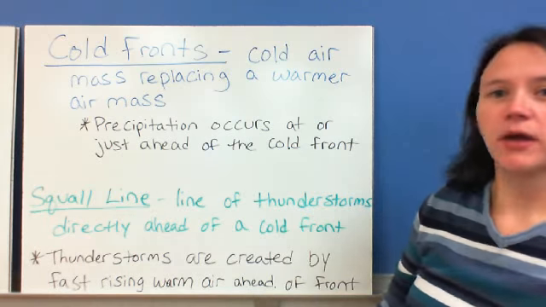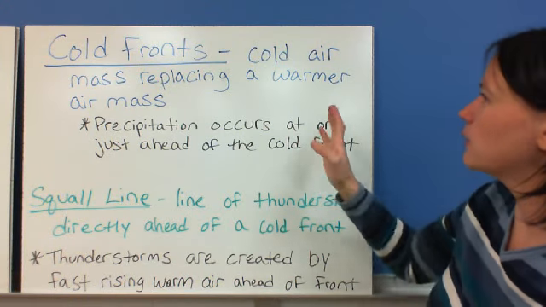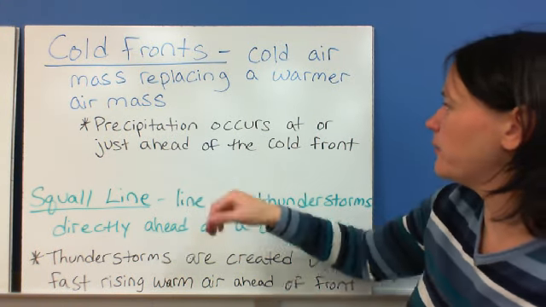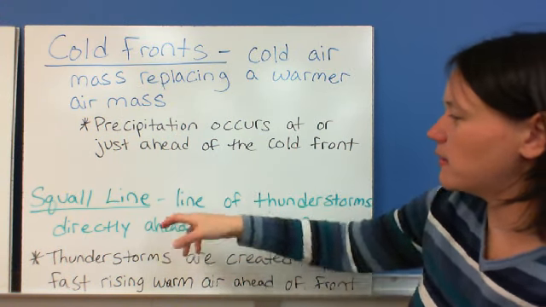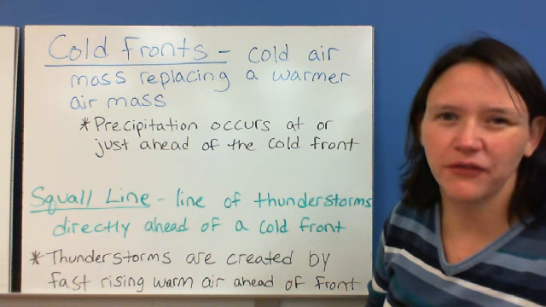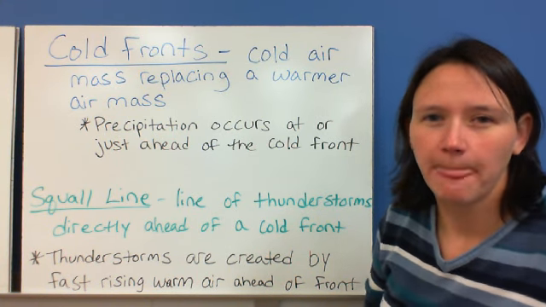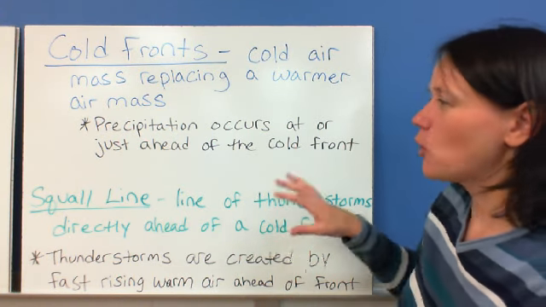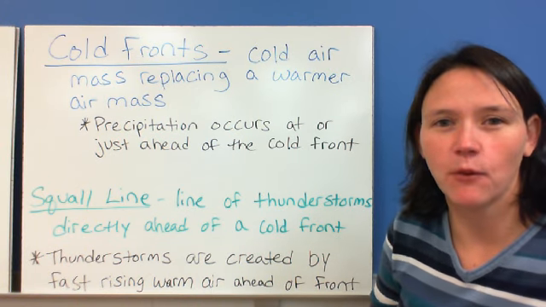Now a cold front. Again, it's the front of a cold air mass. The cold air mass is replacing the warmer air, and you're going to see precipitation again, and sometimes you're going to end up with a squall line, which is a line of thunderstorms that are going to be just ahead of that cold front. You don't usually see thunderstorms with warm fronts. Cold fronts you do, because you've got the fast rising warm air.